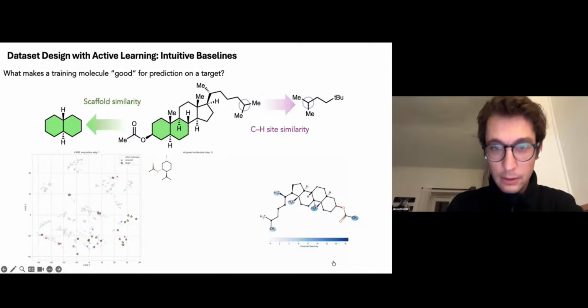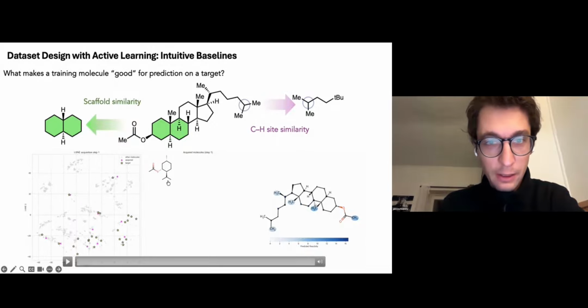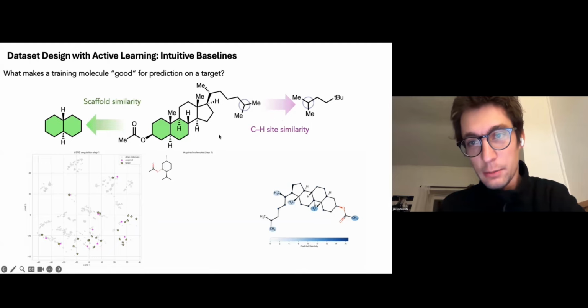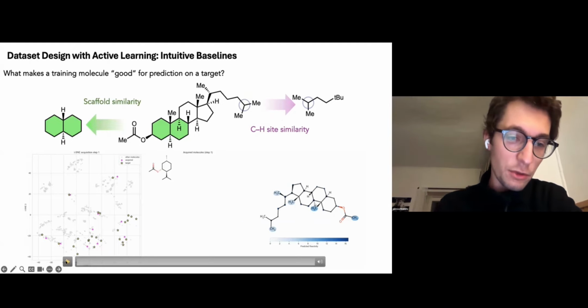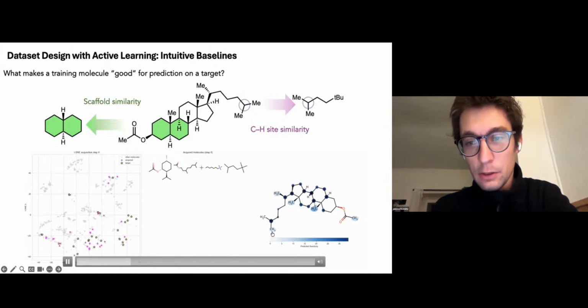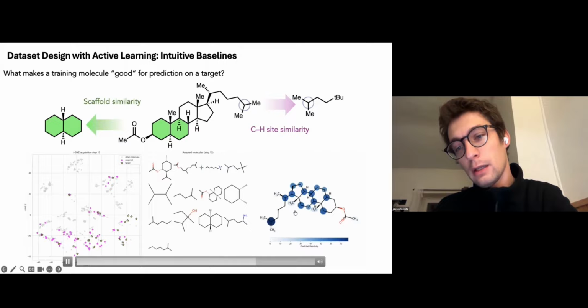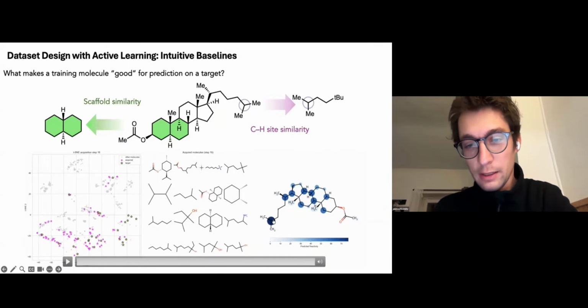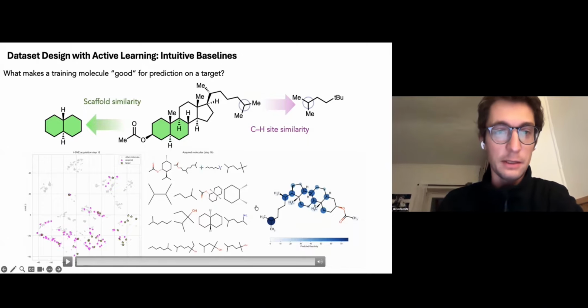Another example here is exactly the same, but with the site similarity. And so you have in pink here the molecules acquired by site similarity. So basically just taking the molecules that have the most similarity in terms of CH description. And you'll see that we select different molecules, and the predictions are refined more quickly and give a good prediction at the end of the 16.